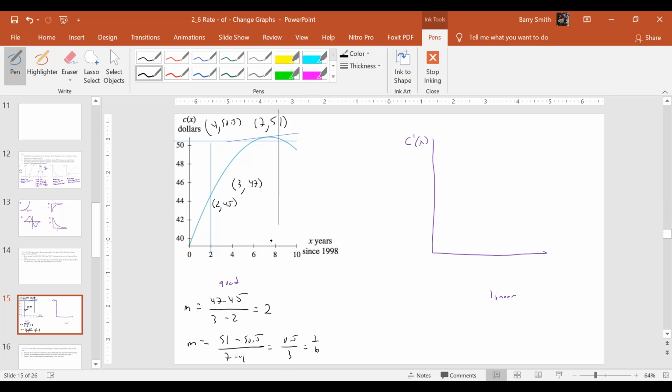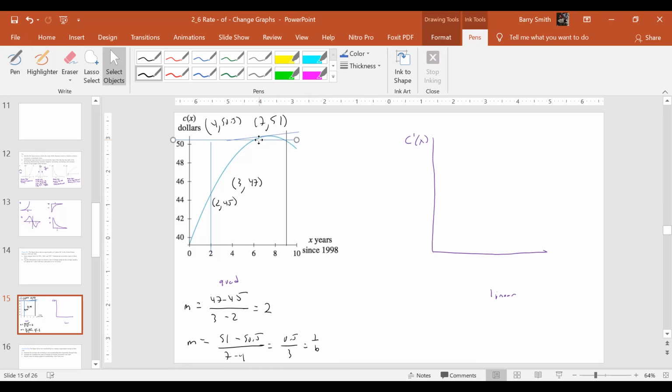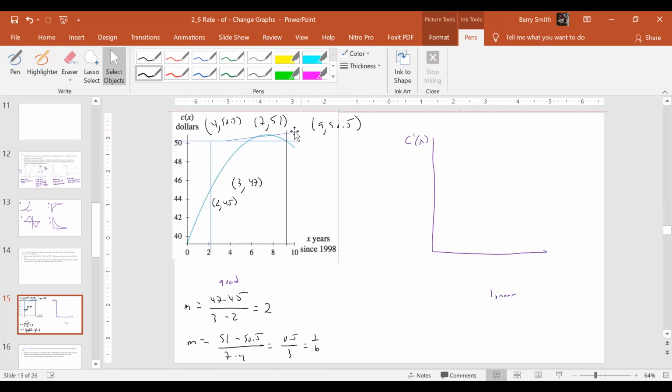And then what was our last point? 2007. All right. About there. So that point is going to be about, and maybe we'll call that again close to the 50.5 because that's as good as we're going to get. So it'll be 9, 50.5. And then let's get our next point.